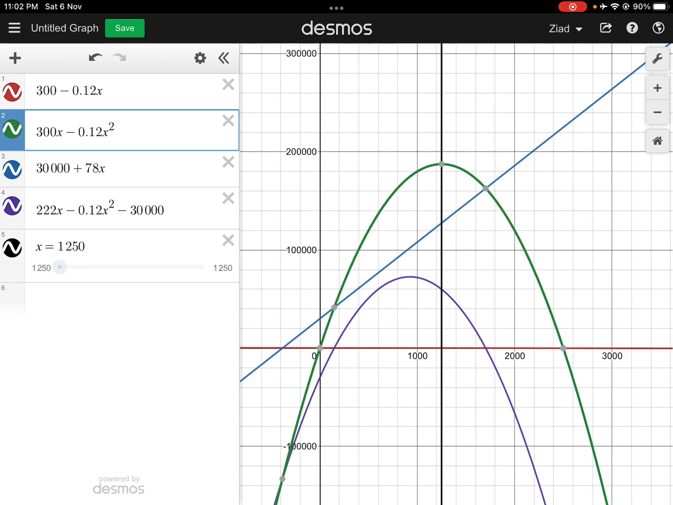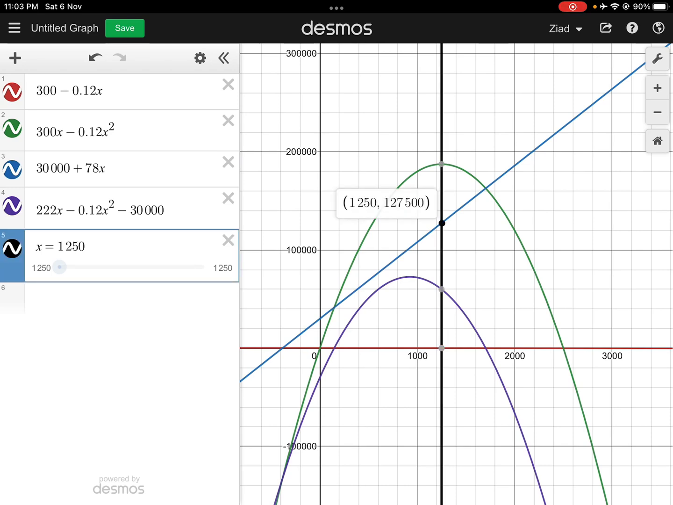When X is 1,250, we have the maximum revenue, which is 187,500. And in this case, the cost will be 127,500. See, the revenue was 187,500, and the profit is 60,000. Notice that if you add the profit 60,000 plus the cost 127,500, you get the total revenue 187,500.